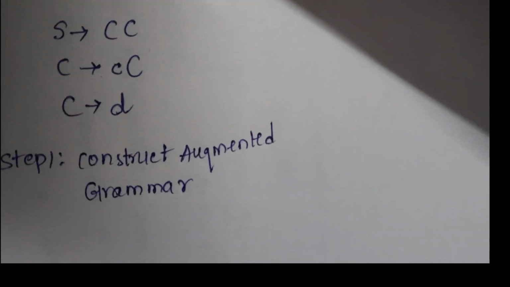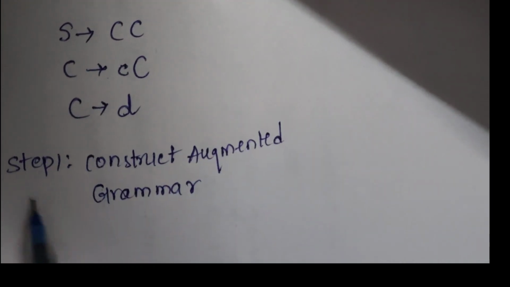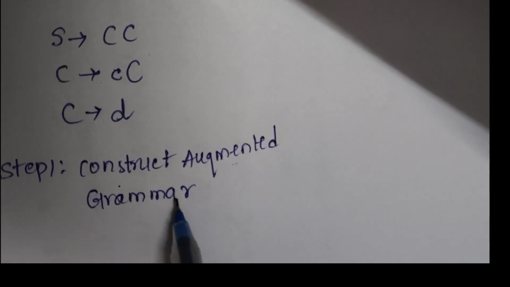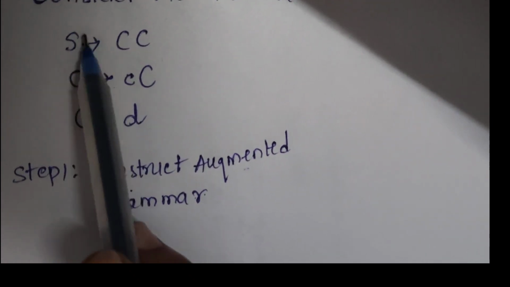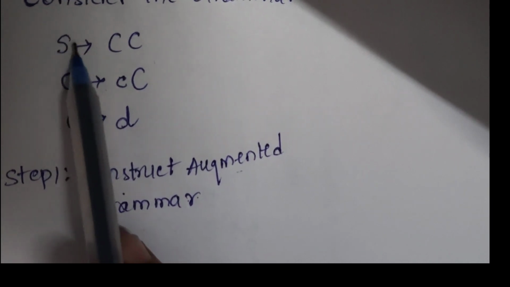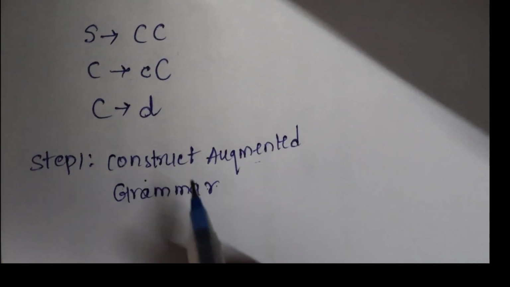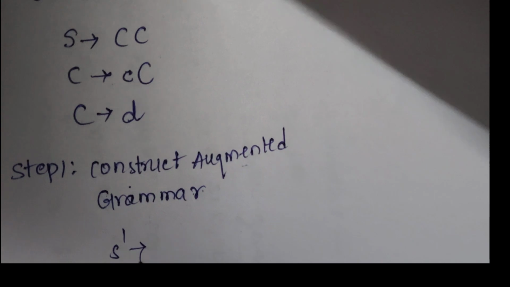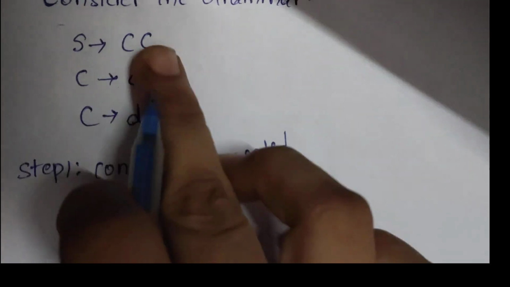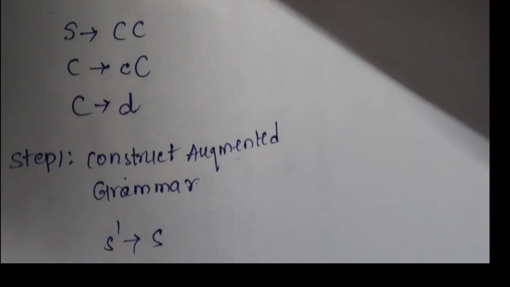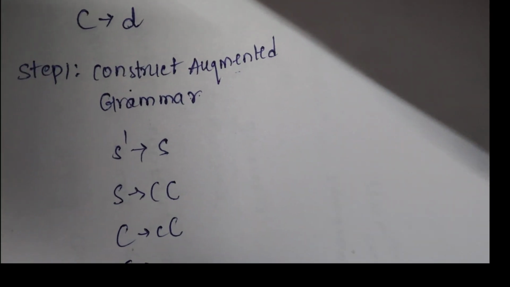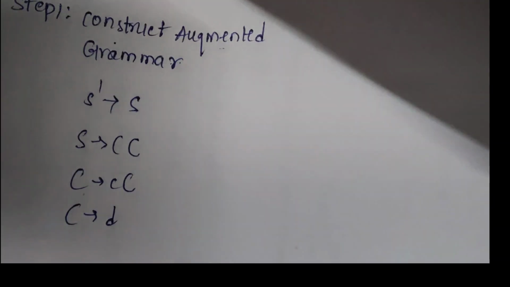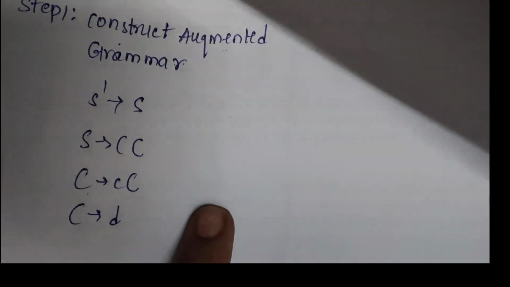Okay. So the first step is to construct the augmented grammar. Augmented grammar is nothing but, for the starting symbol, you keep a dash and derive the starting symbol. So simply S dash produces S, and write the other productions as they are. So this is the construction of the augmented grammar.